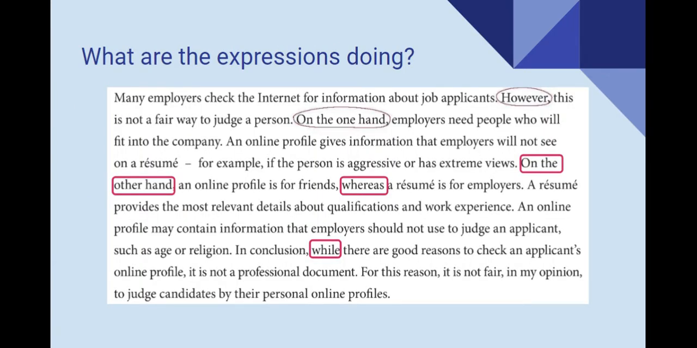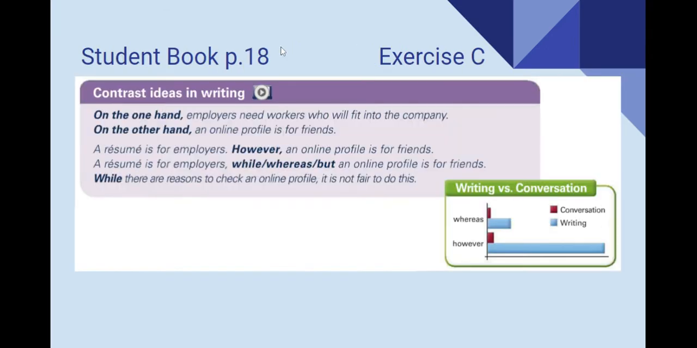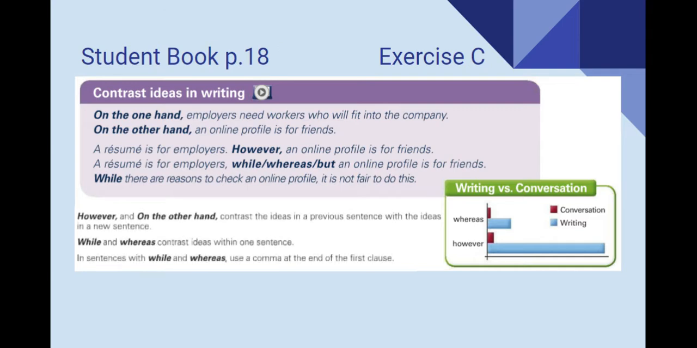Please read the text. Think about this. What are the expressions that I circled here doing? However, on the one hand, on the other hand, whereas, and while. That's right, these expressions are contrasting ideas. So, if you remember, we use however and on the one hand because they contrast ideas in a previous sentence with the ideas in a new sentence. Please notice that we use the expressions on the one hand and on the other hand, one after the other. While and whereas contrast ideas within one sentence.